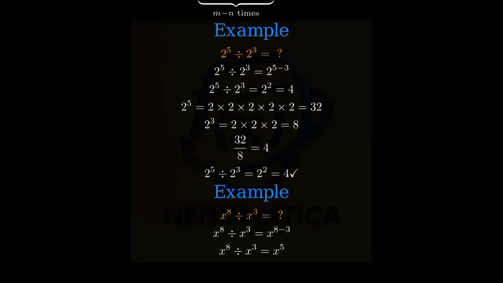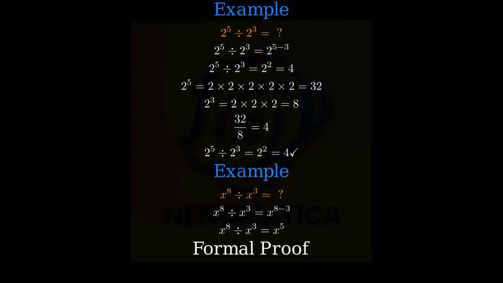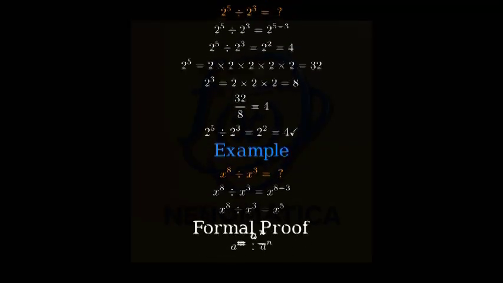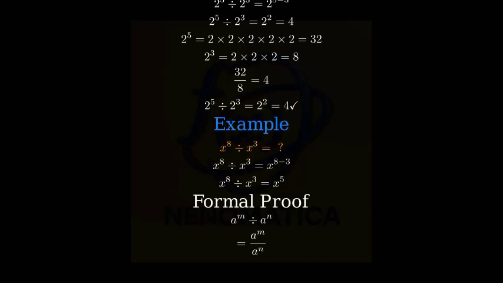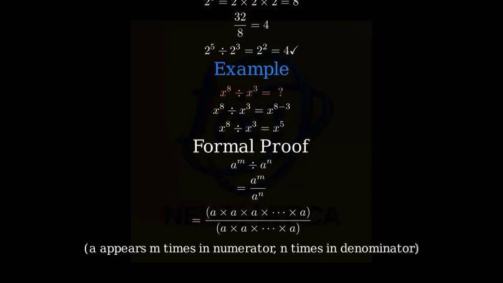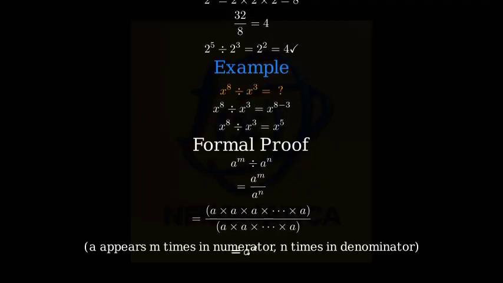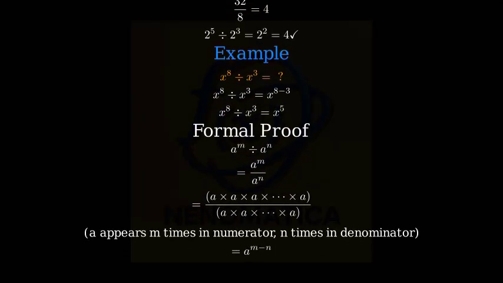Now, let's look at the formal proof of this rule as shown in the image. We start with a to the power of m divided by a to the power of n. This can be written as a fraction, a to the power of m over a to the power of n. When we expand this, we get the numerator as a product of a, m times, and the denominator as a product of a, n times. This simplifies to a to the power of m minus n, confirming our rule.